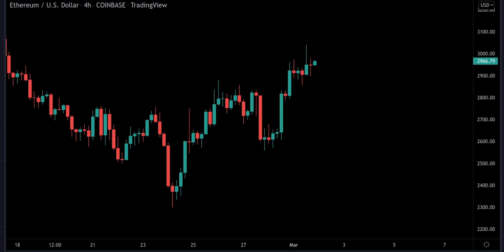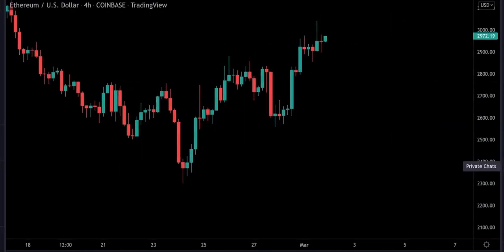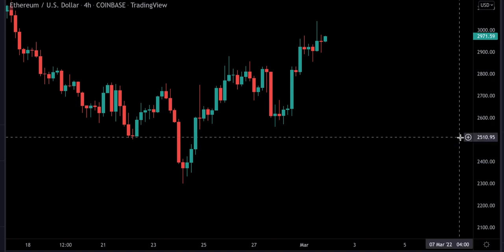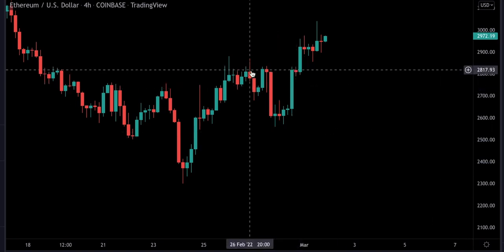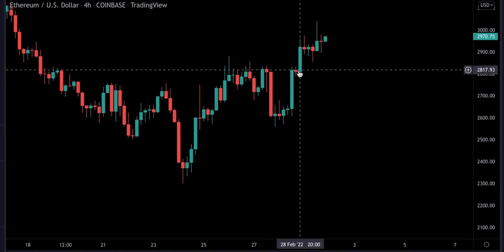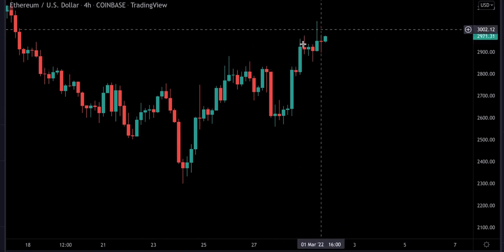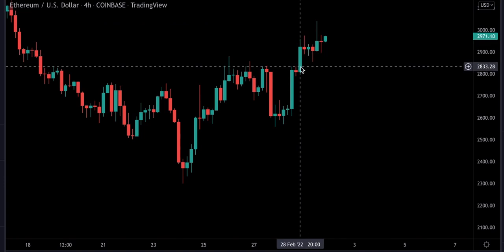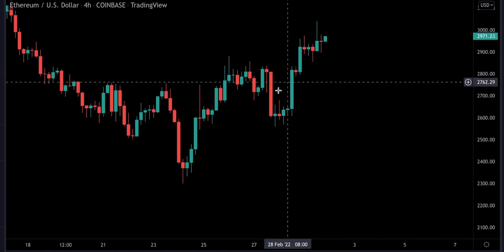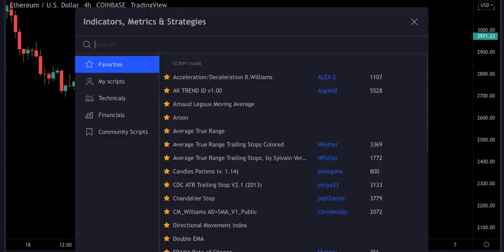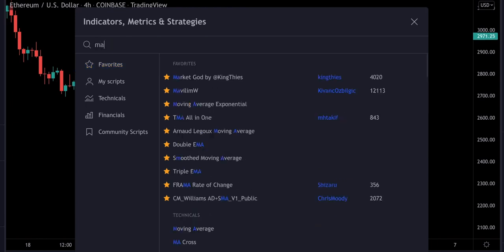Alright, let's get into it. Okay, so we're looking at the Ethereum 4-hour chart, and in a previous video I did a technical analysis on Ethereum and I said that the price was going to break this resistance level and move in this bullish direction. So I was actually right, as you can see. So let's first search for our MACD indicator.